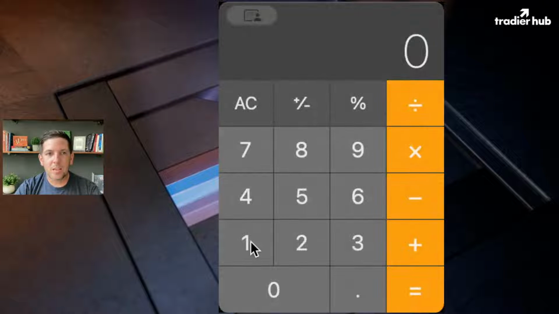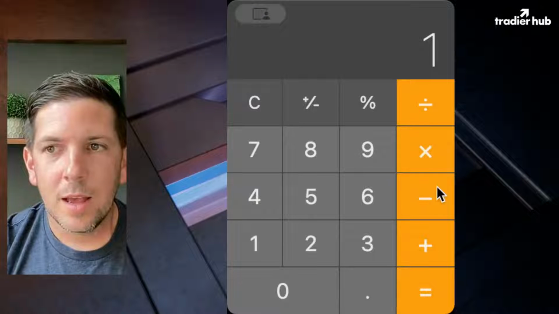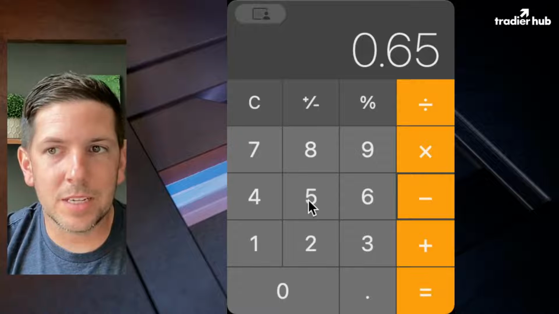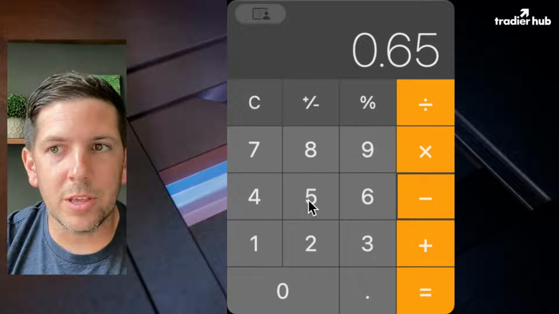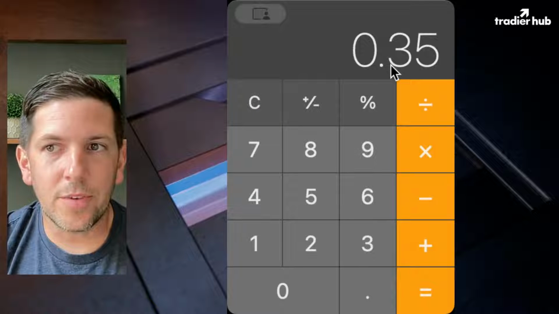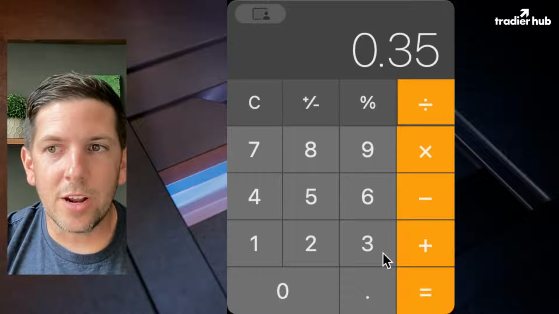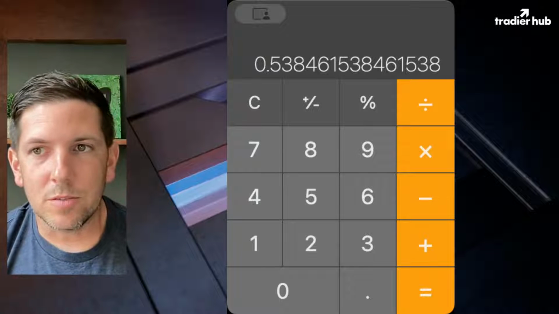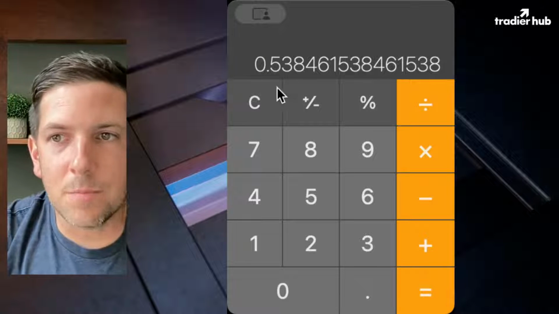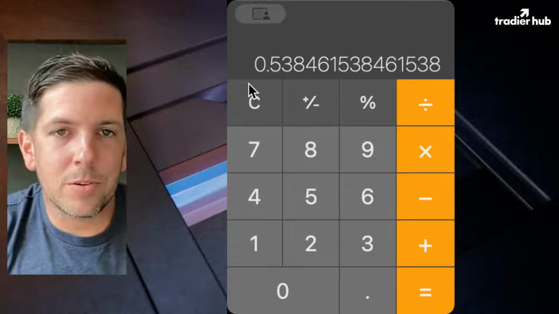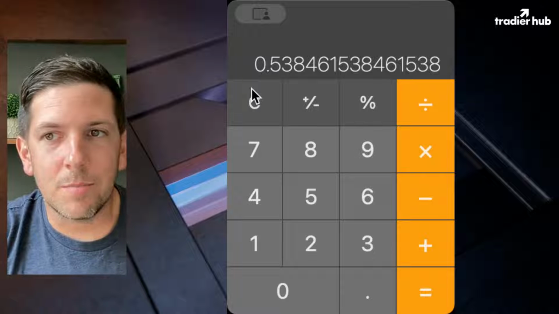Okay, ready? So what we're going to do is take 1 minus 0.65. That's your probability of success, so we're going to back out your probability of success. That gets you your probability of losing. So 35% of the time you're going to lose. And you're going to divide that by 0.65, your probability of success. That's 0.538. That means you need a 53.8% return on risk to make that trade.